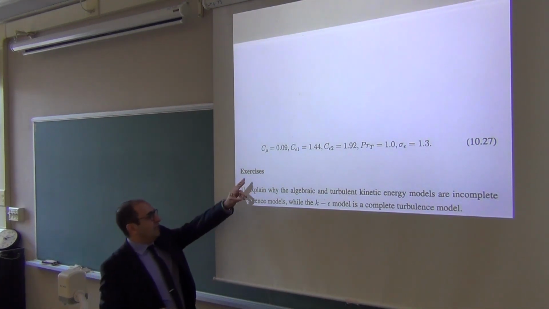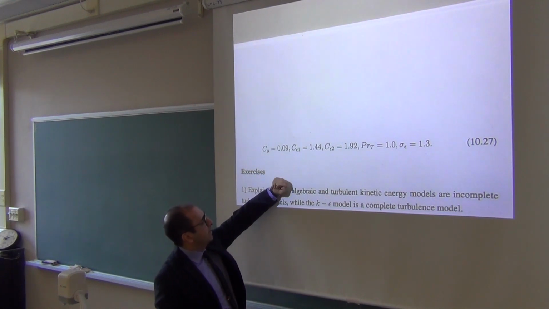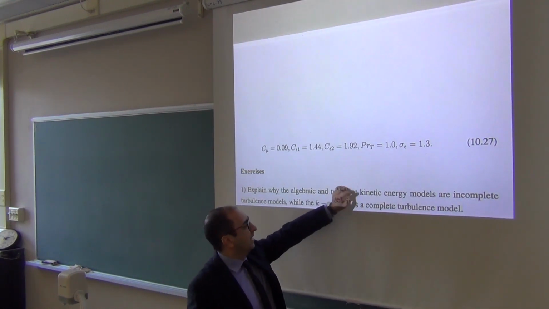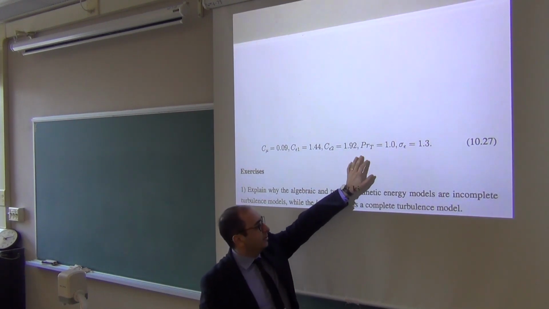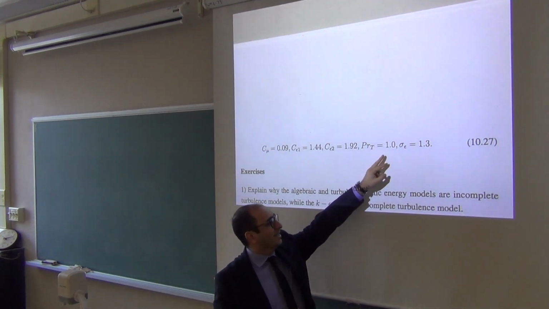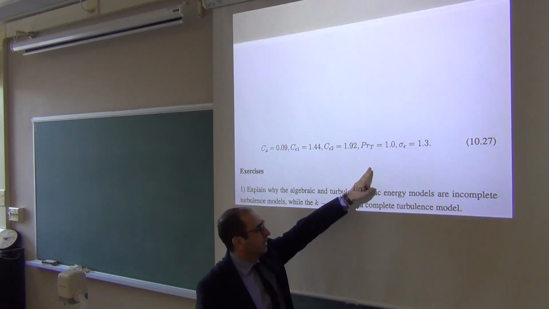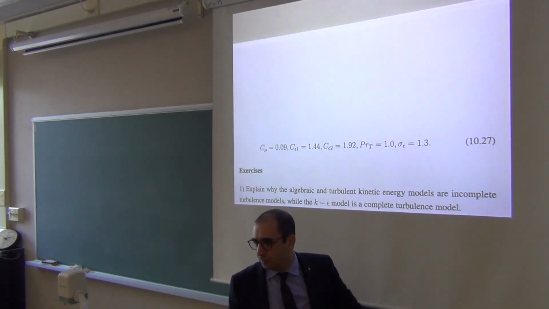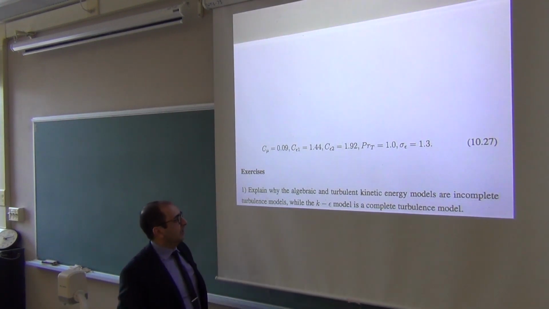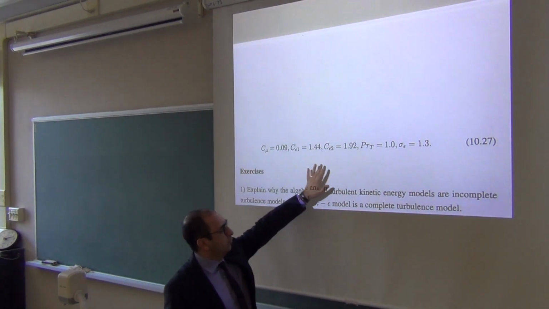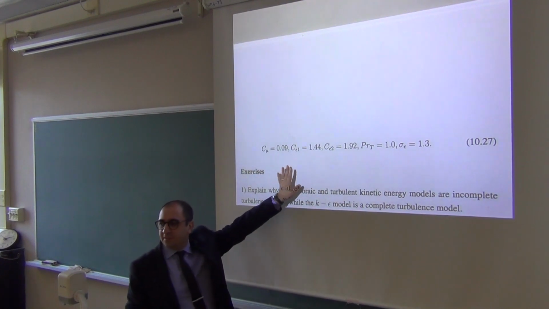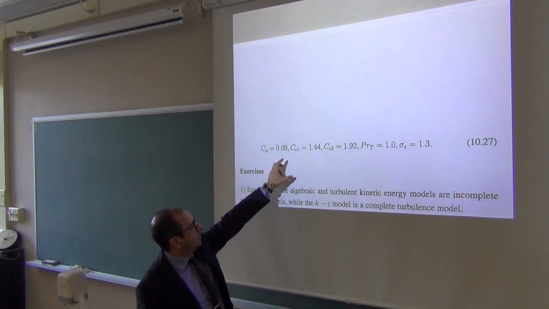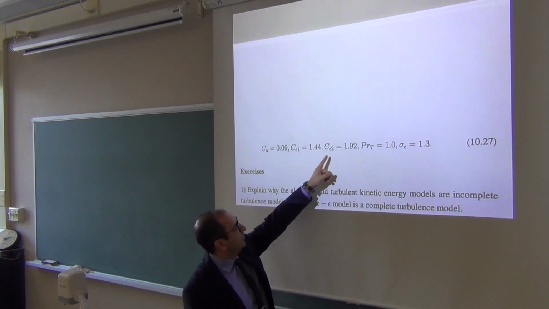This constant C mu, 0.09, C epsilon 1, 1.44, C epsilon 2, 1.92. Turbulent Prandtl number for the kinetic energy, usually assumed to be 1. And the turbulent Prandtl number for the dissipation rate, assumed to be 1.3. This is a fit. You cannot prove any of these. This is just the best fit. You might find a lot of papers out there that tune these constants for different applications.